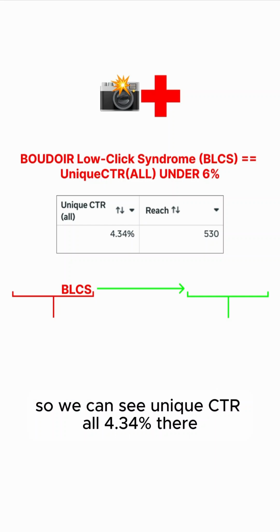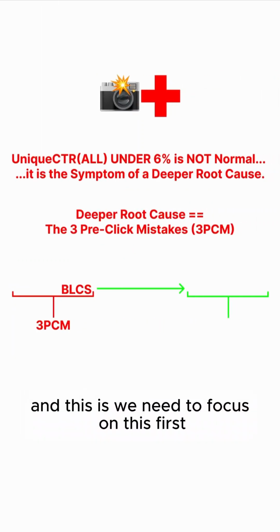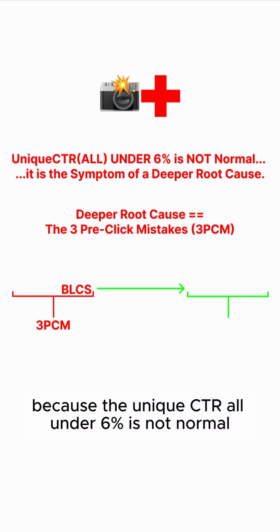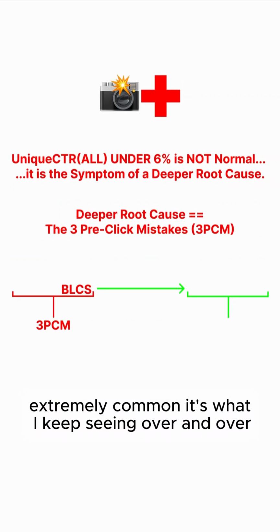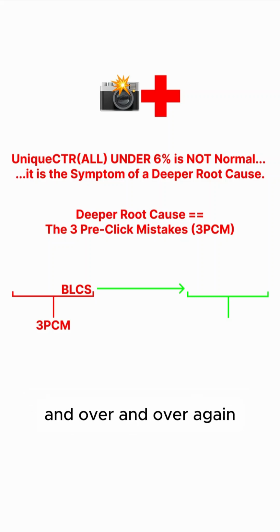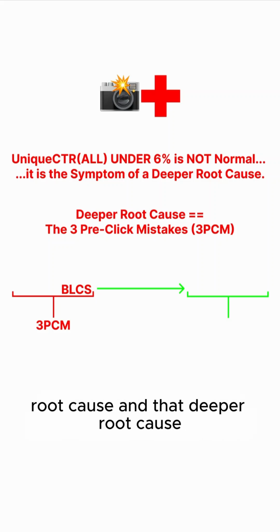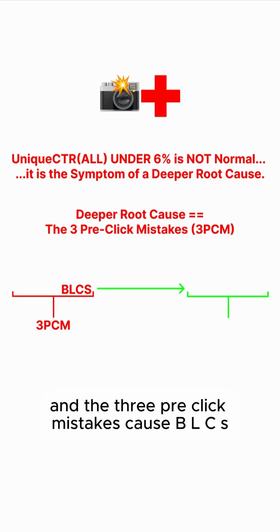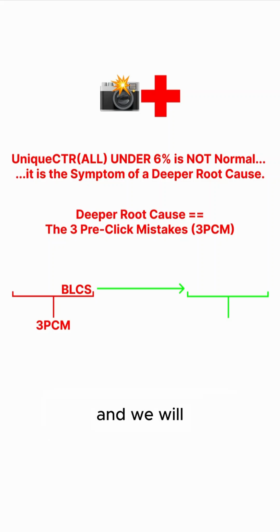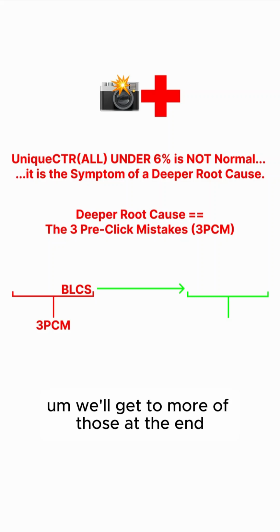So we can see the unique CTR is 4.34% there. We need to focus on this first because a unique CTR under 6% is not normal. It's extremely common, and it's what I keep seeing over and over again. Every single Boudoir Facebook ad I've seen and tested has BLCS, unique CTR under 6%. And it's a problem because it's actually the symptom of a deeper root cause. That deeper root cause is the 3 pre-click mistakes. The 3 pre-click mistakes cause BLCS, and we'll get to more of those at the end.